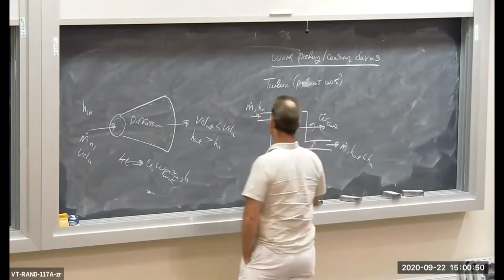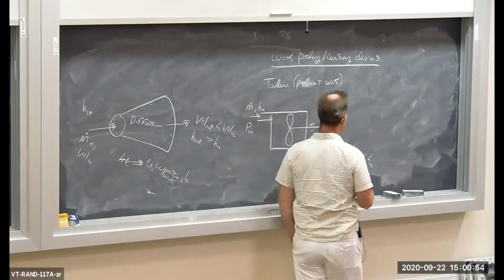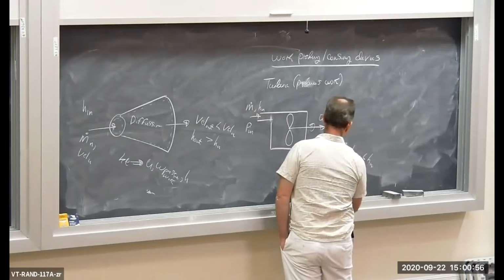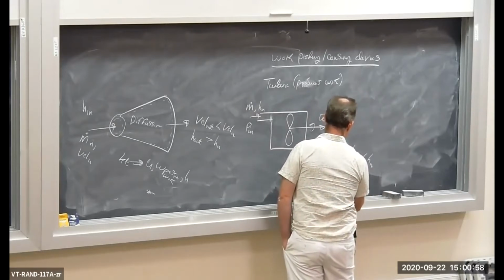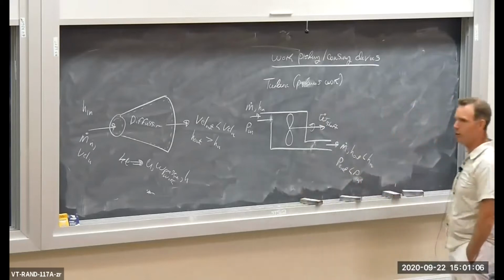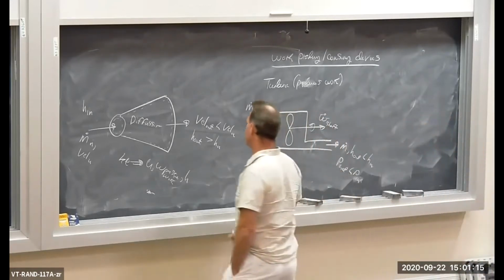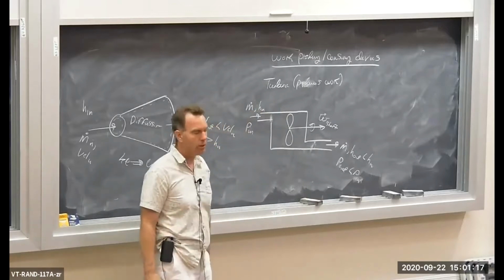Typically, pressure at the inlet is greater than pressure at the outlet. Okay, pressure in is greater than pressure out. So we're converting pressure power and internal energy, in other words, enthalpy. We're converting enthalpy into some kind of a shaft work, okay?